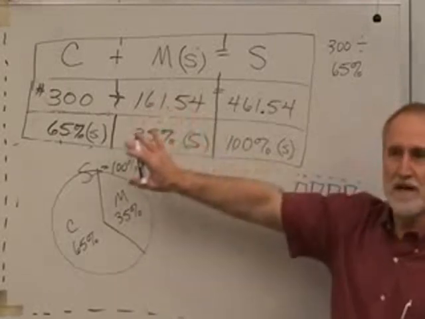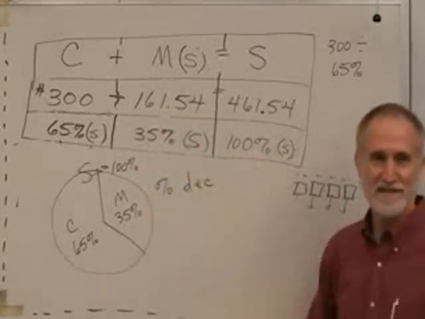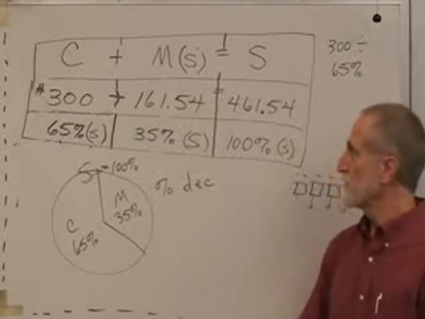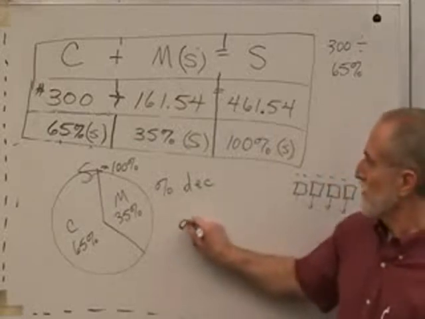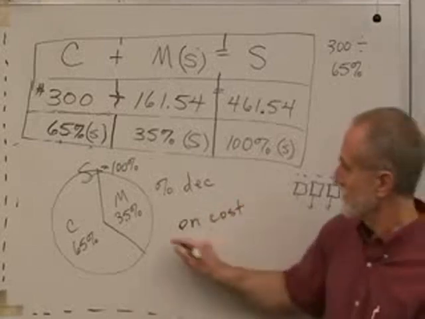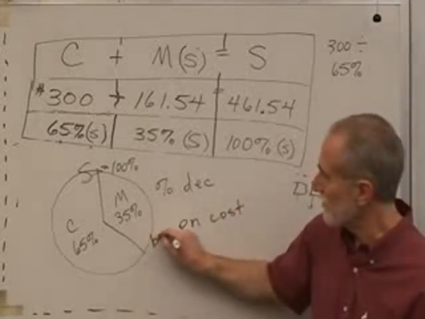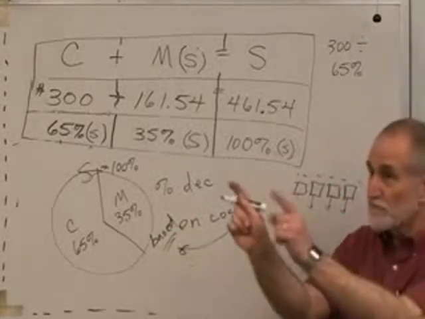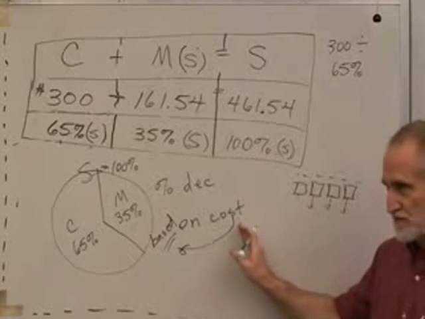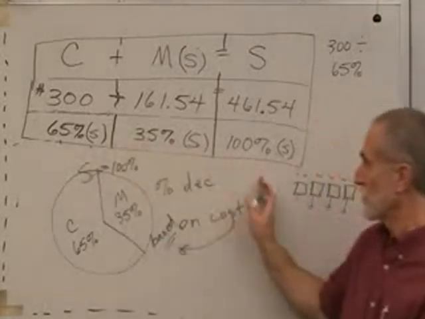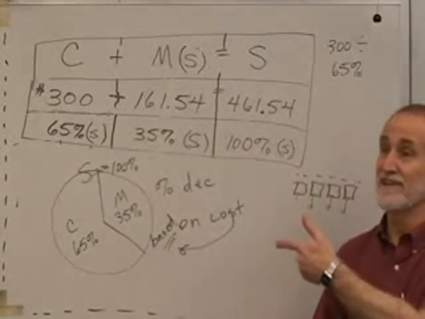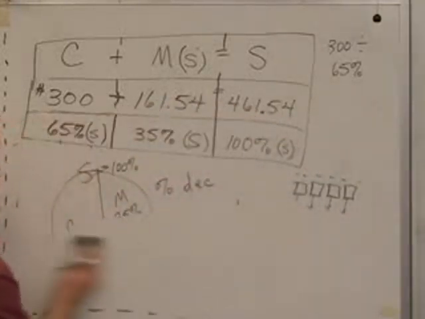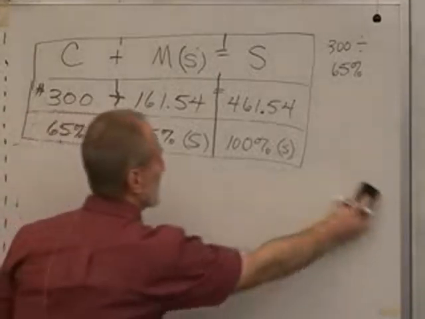The key to this whole chapter is getting that 100% in the right place. So just remember, whatever comes after the word on, if it's on cost, you can think of that as based on cost, which means cost is the base, and the base is 100%. Okay, so you put the 100% either under the cost or under the selling price, depending on whatever the problem says. They'll tell you. All right, so that's markup based on cost, markup based on selling price.